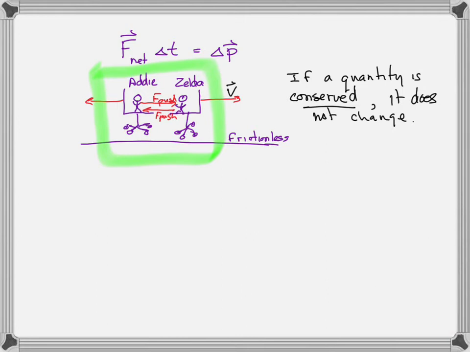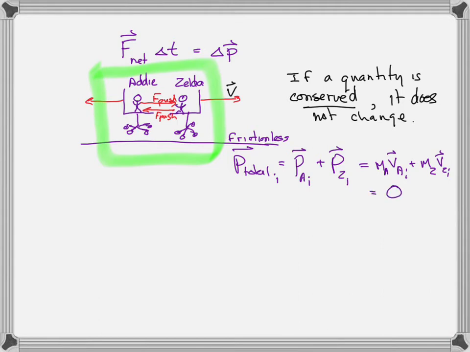Well, initially they're both sitting still, so the total momentum of the system is the momentum of Addie initial plus the momentum of Zelda initial. That's the mass of Addie times the initial velocity of Addie, plus the mass of Zelda times the initial velocity of Zelda. And since the initial velocities are 0, that equals 0. So the total initial momentum is 0. What about the final momentum? Is the total final momentum equal to 0?